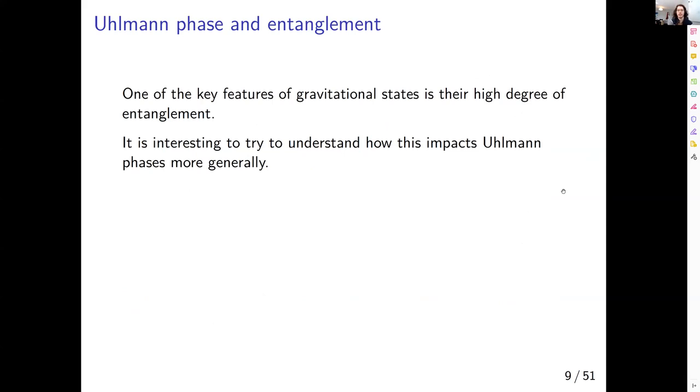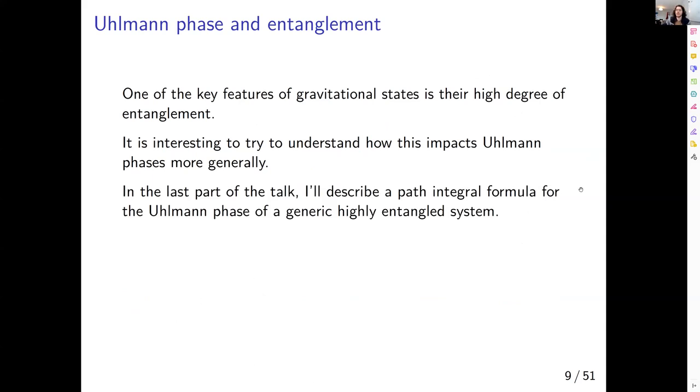And I'd like to understand what role this plays in the Uhlmann phase, whether it influences key features of the Uhlmann phase. So I'll talk a little bit about Uhlmann phases in generic highly entangled systems, with no assumptions about gravity or holography. I'll just assume that there's some large degree of entanglement that scales in a certain way.